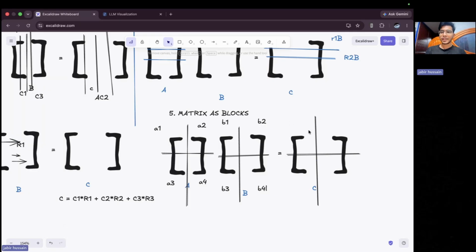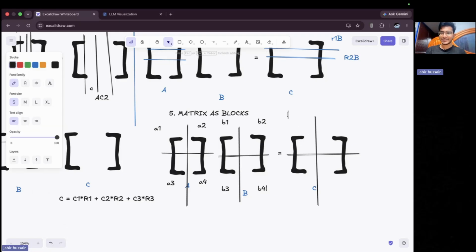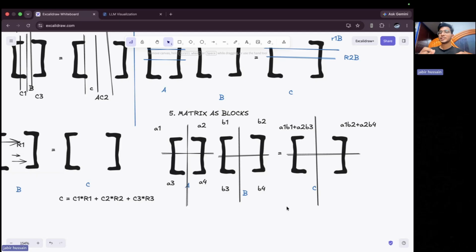So can I represent this particular segment as A1 B1 plus A2 B3, and this segment as A1 B2 plus A2 B4, because this is B4, not 4-1, right? Like this, we take a matrix. Let's say, imagine that this is a very big matrix.